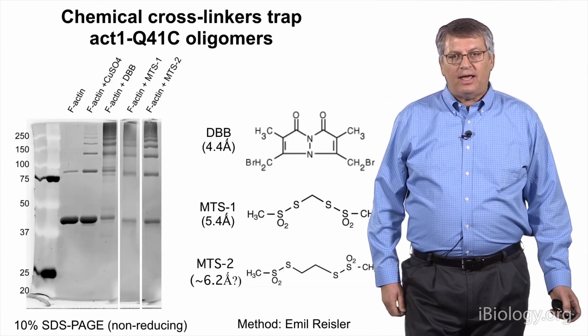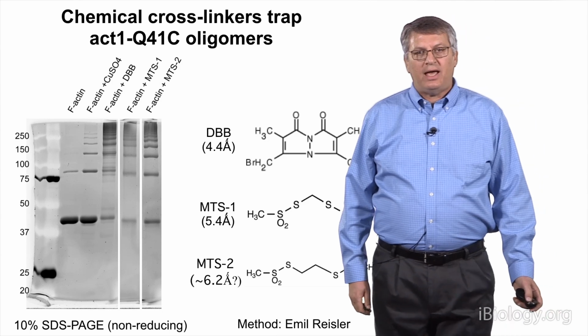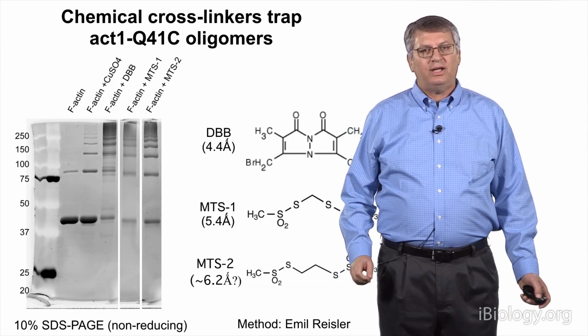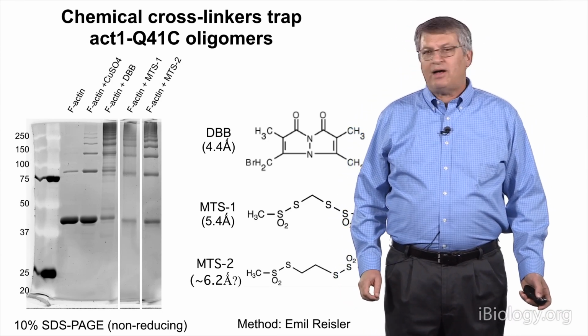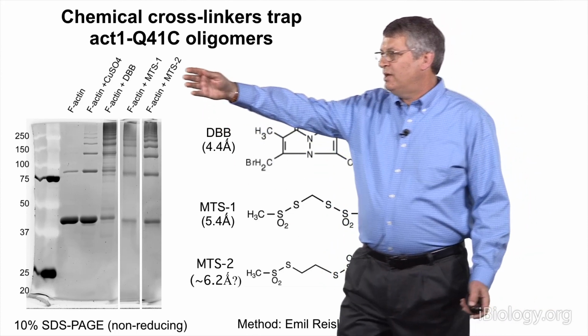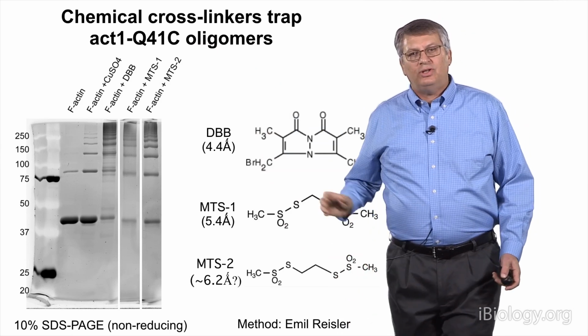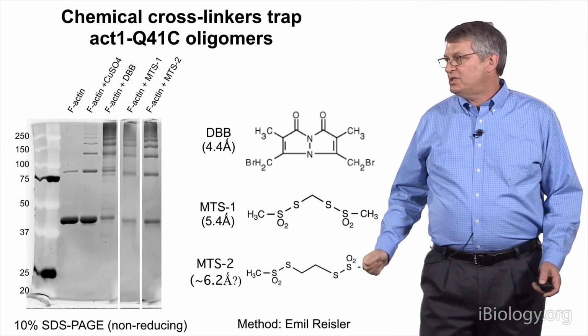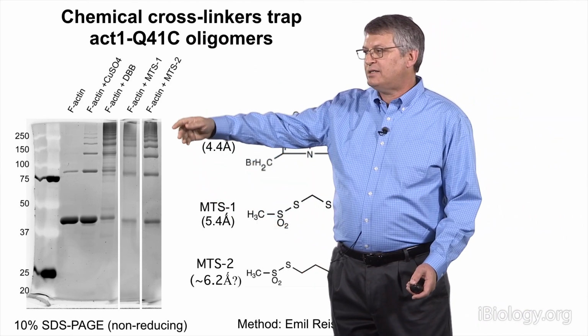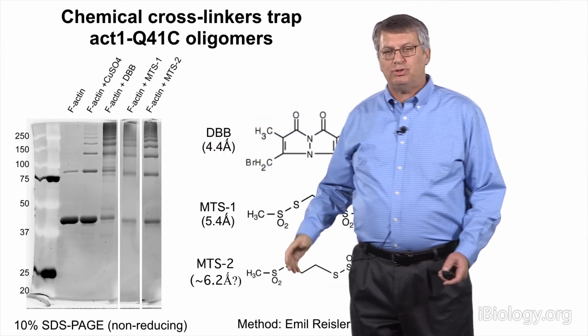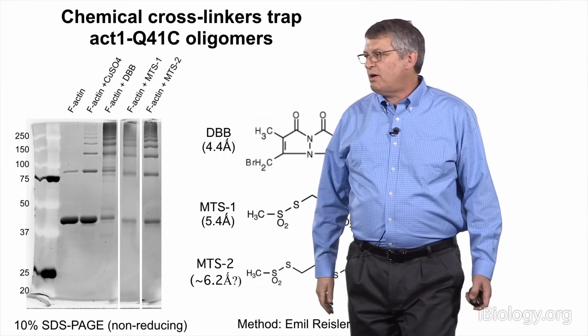So it turned out that Emil Reisler at UCLA had developed a really nice technique for looking at actin oligomers. He found that if you introduced a cysteine at position 41 in actin, you could then add any of a number of cross-linking agents and cross-link actin filaments so that the oligomers were preserved when you ran non-reducing gels.